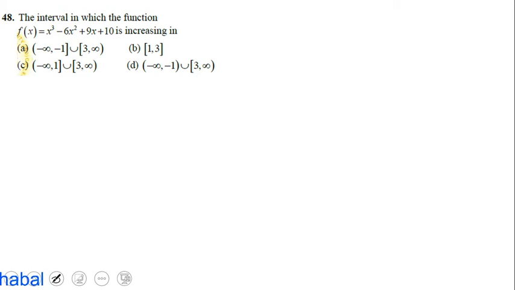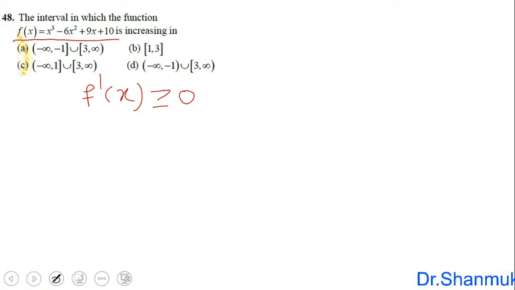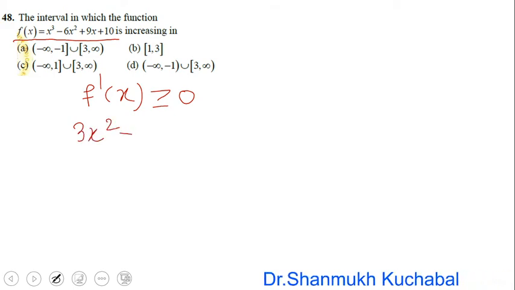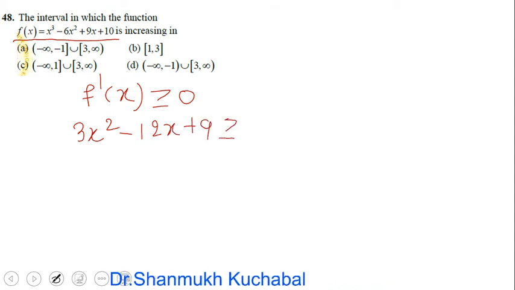Okay, we'll move to our next example. The question is, the interval in which the cubic function f of x is increasing. For this, we will take f dash of x, increasing means greater than or equal to 0. So I calculate the differentiation for the given f of x. x cube differentiation is 3x square, minus 12x plus 9, greater than or equal to 0.